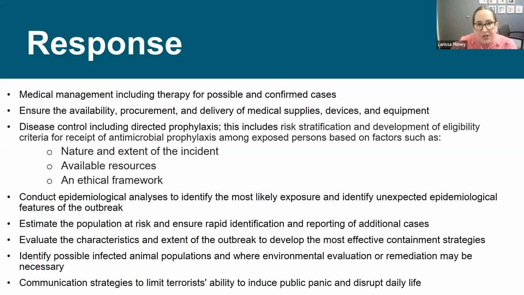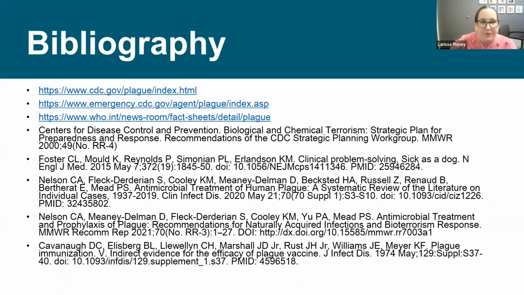Also, as we touched on very briefly, it's important to identify possible infected animal populations and where environmental evaluation and remediation may be necessary. And then lastly, in any outbreak or public health emergency, public health would also help in terms of communication strategies to make sure that the public is informed and limit terrorists' ability to induce public panic or disrupt daily life. So I have several resources listed here.